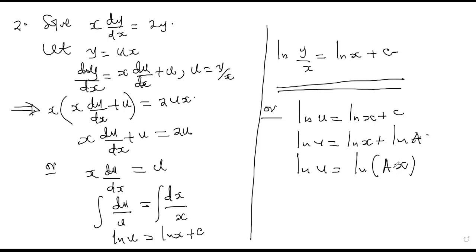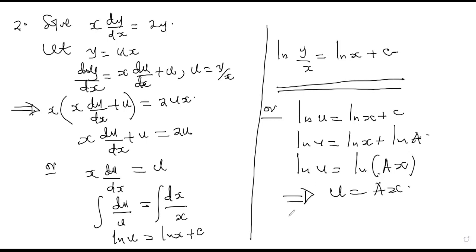Now, if it is ln ax, it would mean that here it would be ln u, but remember my u, it means if ln u is equal to ln ax, then u is equal to ax. That is what it means. So implying that u is equal to ax.